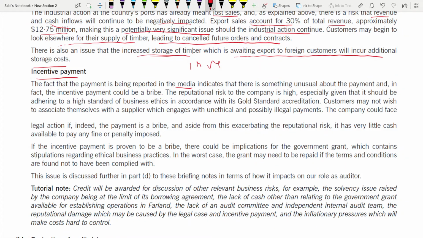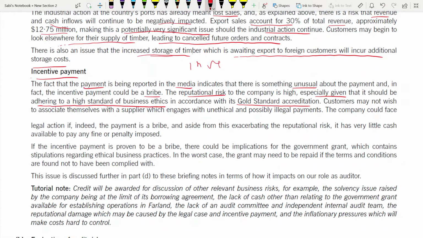Okay. The payment indicates that there is something unusual about this payment. Otherwise, they will not report this to the media. And in fact, the incentive payment could be a bribe. So this is a reputational risk to the company. Why? And this is very high. Why? If it was some small company, okay, but not for this company. Because especially given that it should be adhering to a high standard of business ethics. They have been given this gold standard, right? So it is expected from them that they will comply with high standards of business ethics.